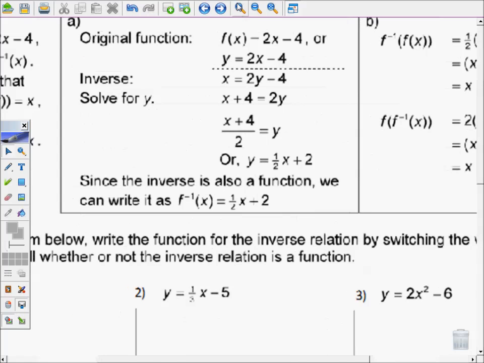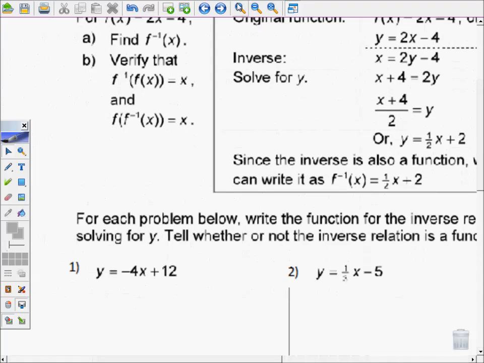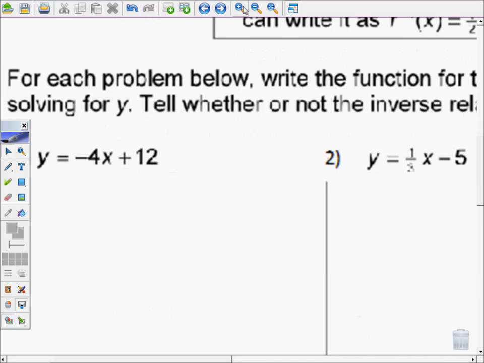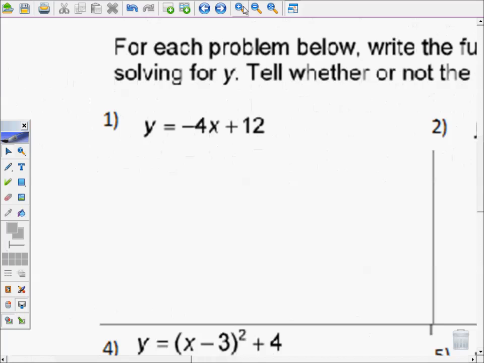So we're going to do number 1 together. If you write large, you're not going to have enough room to do this on your homework. So if you write large, you will need to use a separate piece of paper.